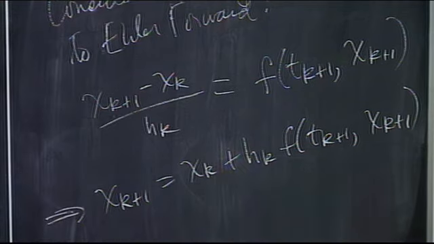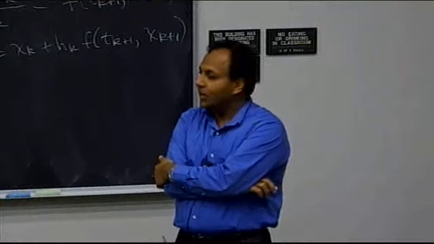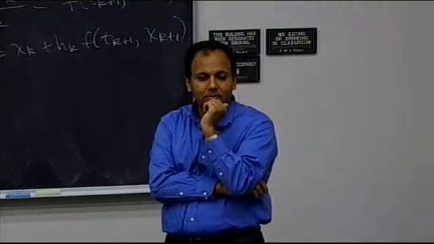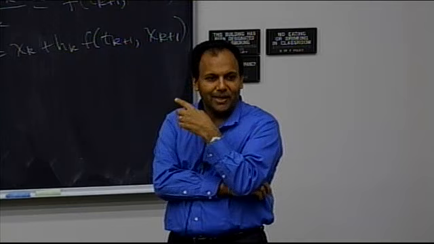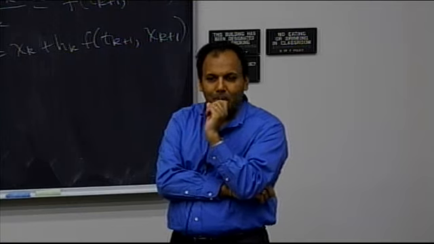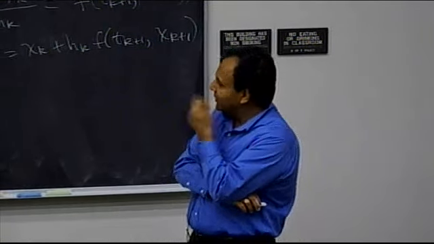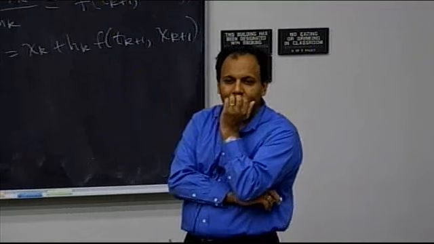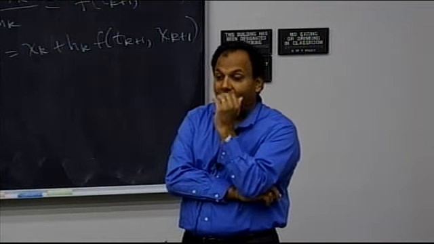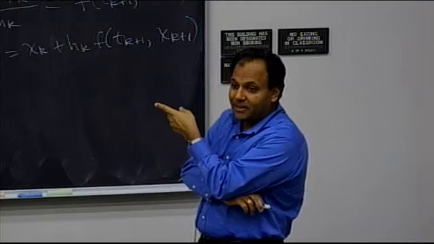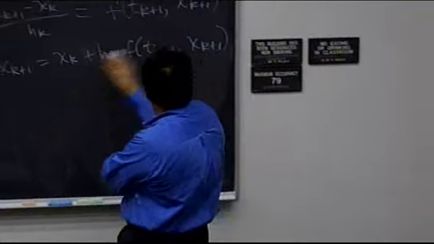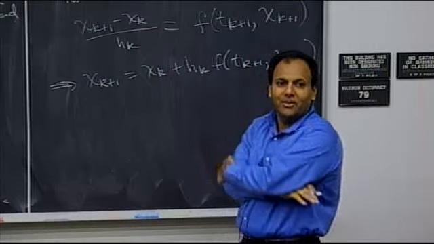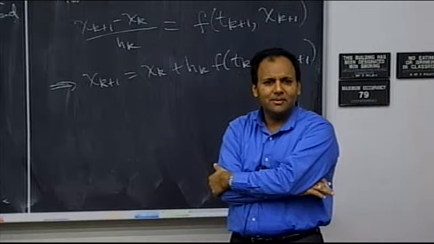So what happens when I do this? How many function evaluations do I have? 1. Do I have a 1? It looks like I have 1, doesn't it? But what is it that I don't know? There's something I don't know in this equation. I don't know xk plus 1, right? Because I'm at xk. I haven't gotten xk plus 1 yet, right? So the problem with this equation is I don't know the value that I'm going to. So how the heck am I going to do this?